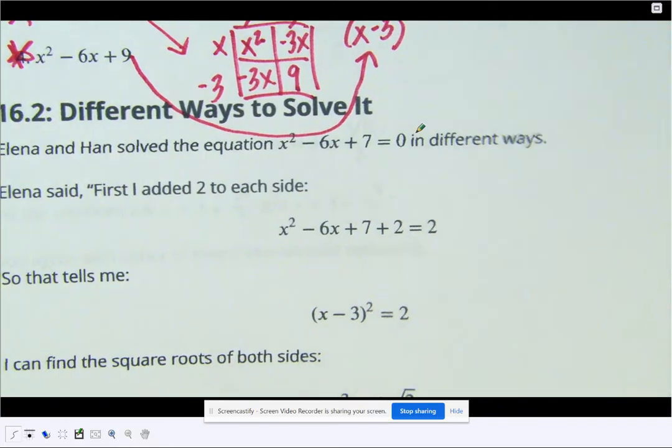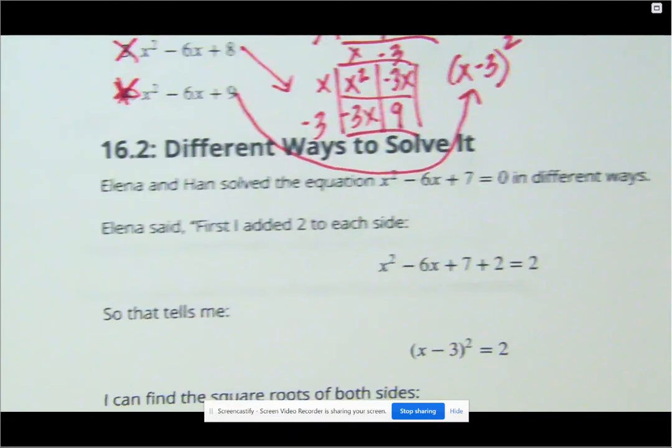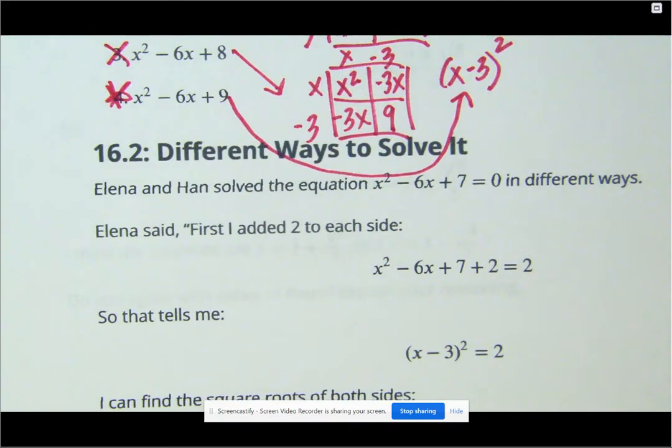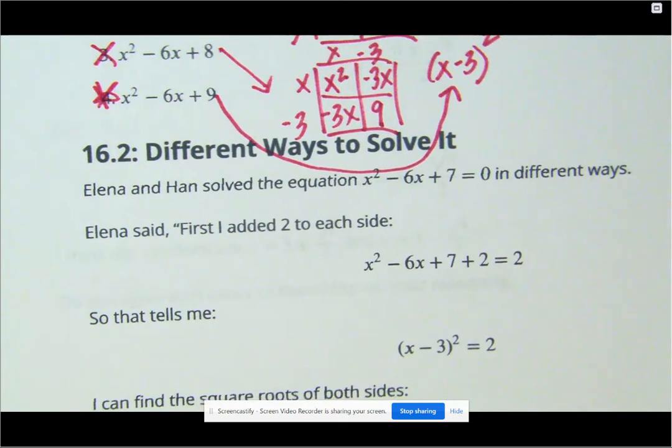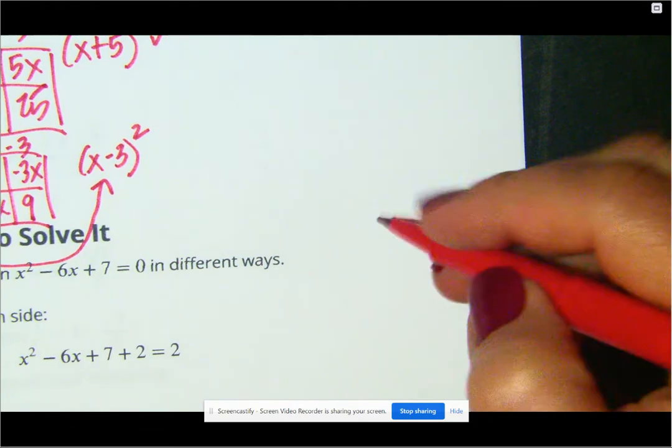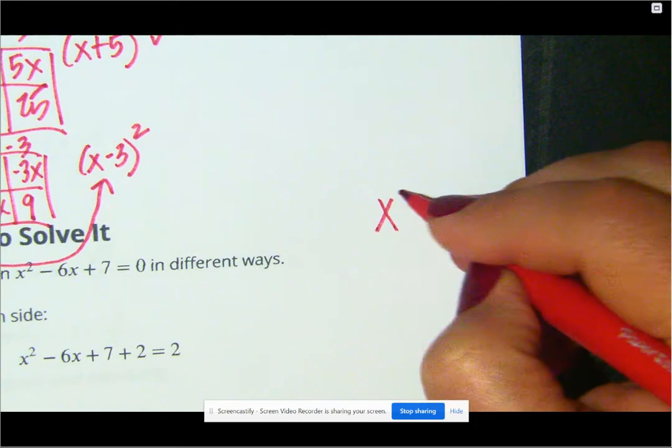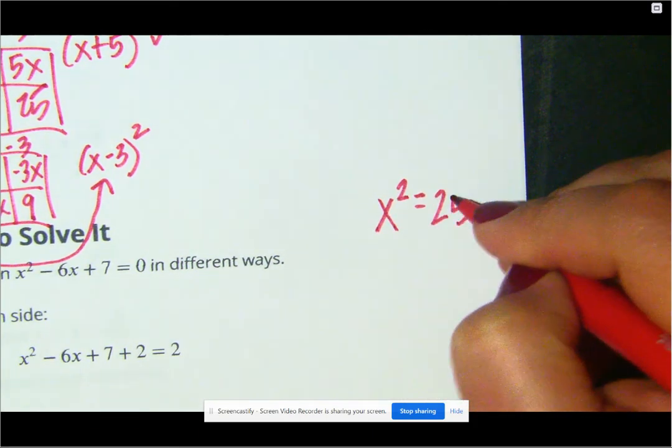Hopefully you've watched the first video for lesson 16, which was a review of completing the square, and the next video was 16.1. Now we're on to 16.2, different ways to solve. So before we even jump in, I just want to do a side note over here. I mean, solving a quadratic, let's start with something super easy like that, right?